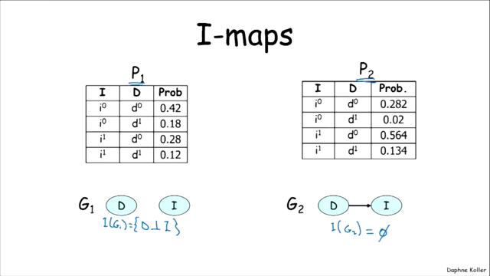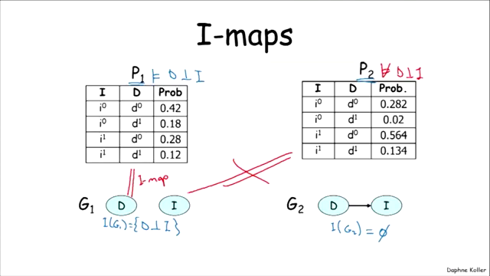So what does that tell us? Let's look at the connection between these graphs and these two distributions. Is G1 an IMAP of P1? Well, if you look at P1, you can convince yourselves that P1 satisfies D is independent of I. So G1 is an IMAP of P1. What about is G1 an IMAP of P2? Well, if we look at P2, we can again convince ourselves by examination that P2 doesn't satisfy D is independent of I. So the answer is no. G1 is not an IMAP for P2.